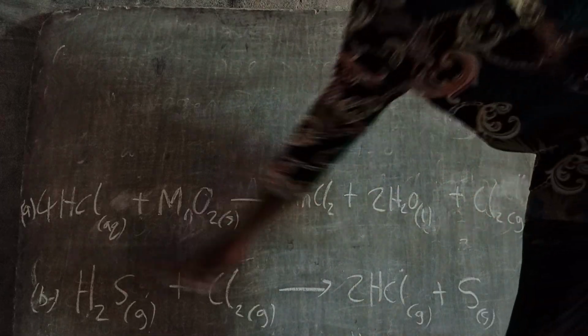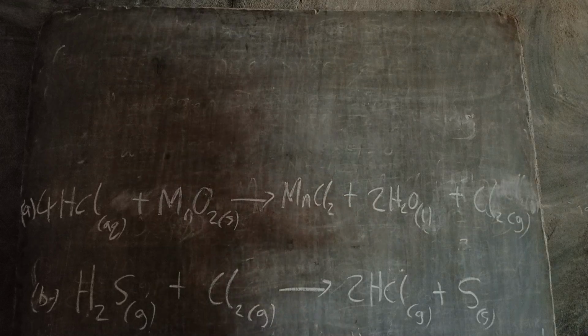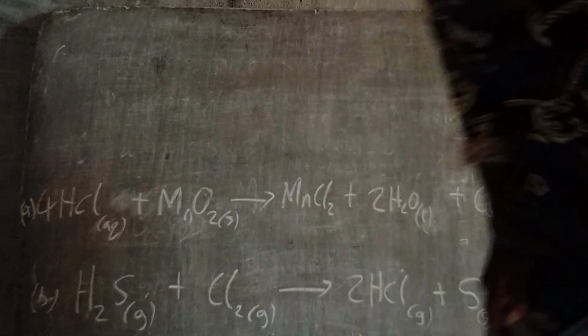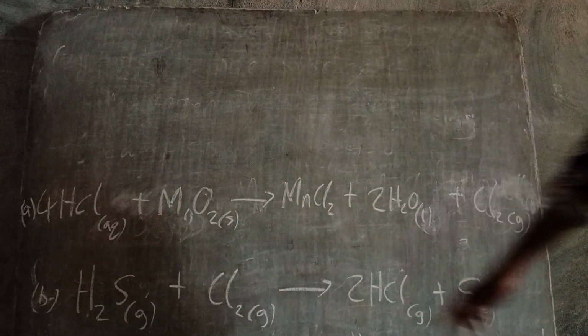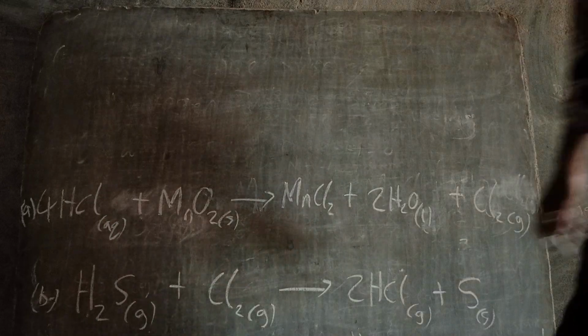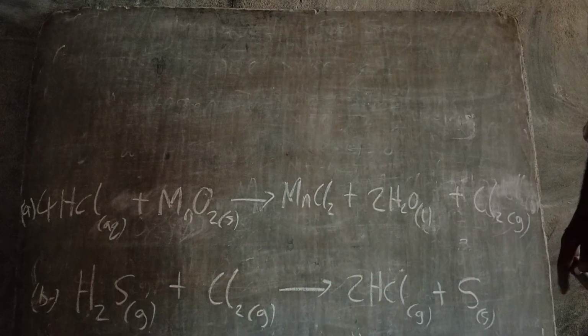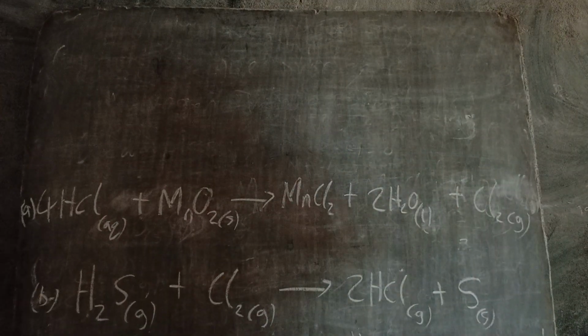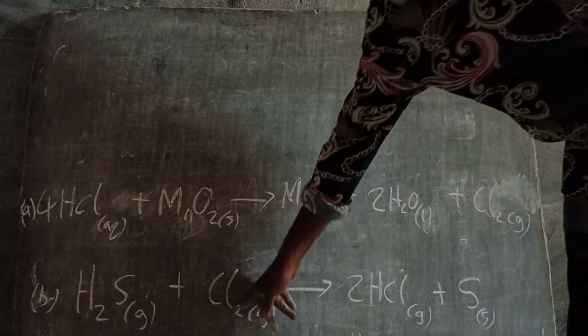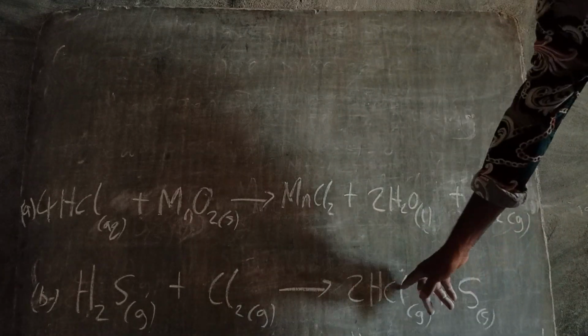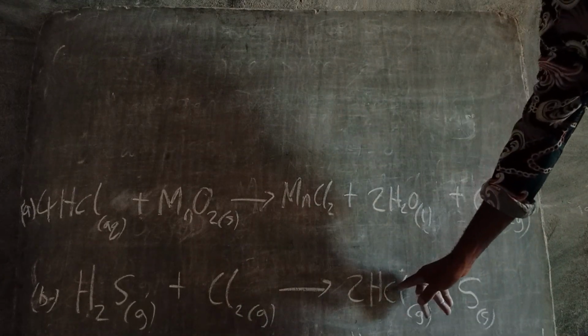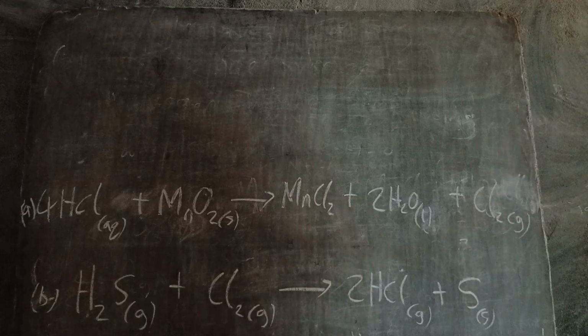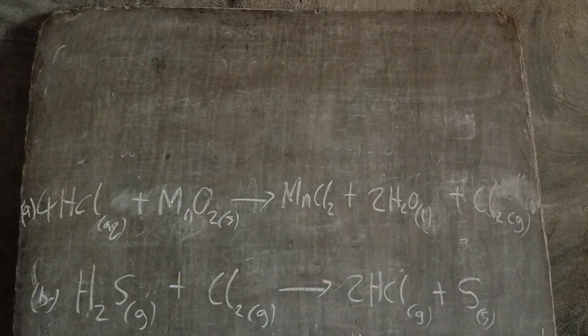Let us check the case of B. Hydrogen is 2. Hydrogen is 2. Hydrogen is balanced. Sulfur is 1. Sulfur is balanced. Chlorine is 2. Chlorine is 2. These 2 is affecting H and Cl here. Chlorine is balanced. Therefore, the equation is balanced. Is that clear? Good.